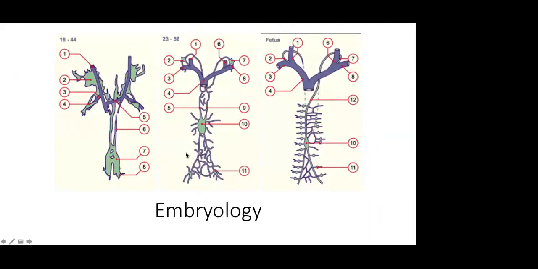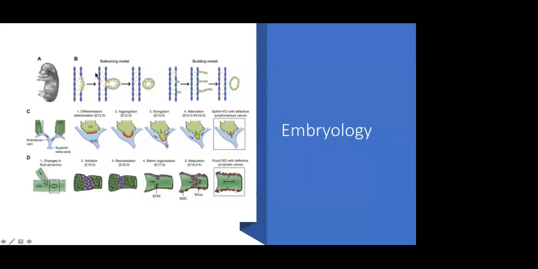So the embryology: at weeks 18 to 44, the lymphatic sacs are quite closely connected to the developing venous system. They first appear as sacs, and then they start disconnecting from the venous system and canalizing between weeks 23 and 56. Once the fetus is born, in a normal fetus you have the normal lymphatic ducts, which are small channels. But this is a process where they disconnect. The first is the ballooning model, where they disconnect erroneously from the vasculature, and the second is a bulging model.